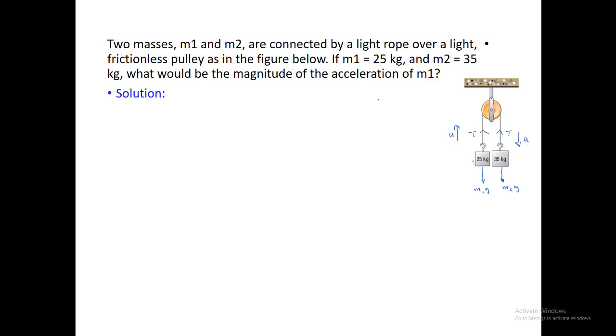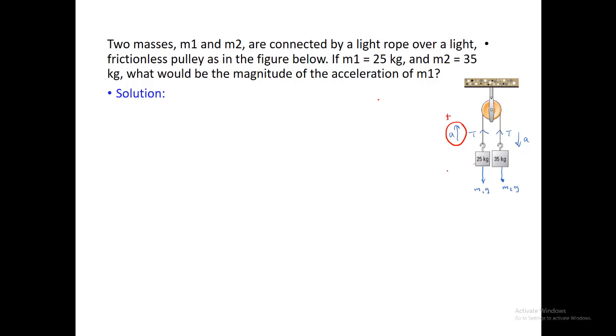How many forces are acting on this object right now? Two. M1G, where M1 is the mass. M1G is the weight, the force of gravity, downward, and we have the tension force, the force of the pull in this wire. This is upward. But we have two forces. Remember, this object is moving upward with an acceleration, now we will call it A.